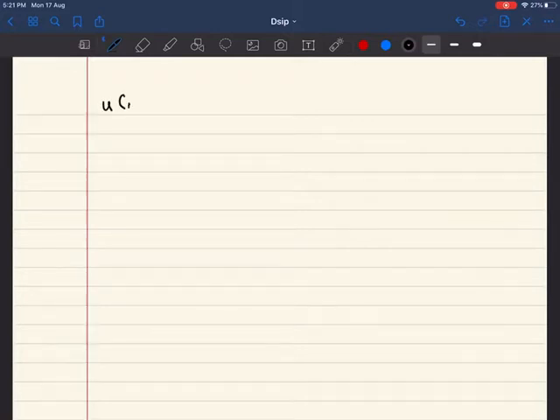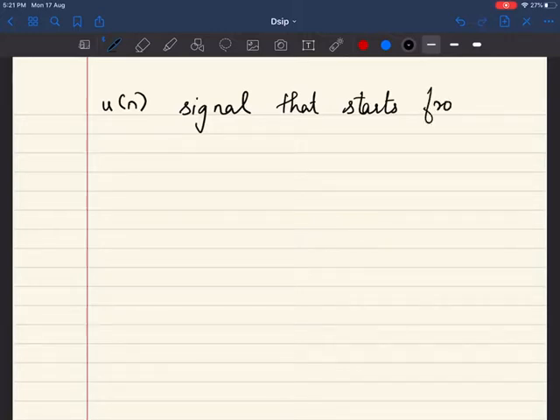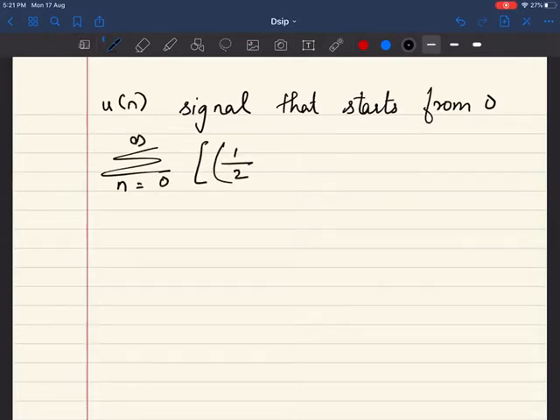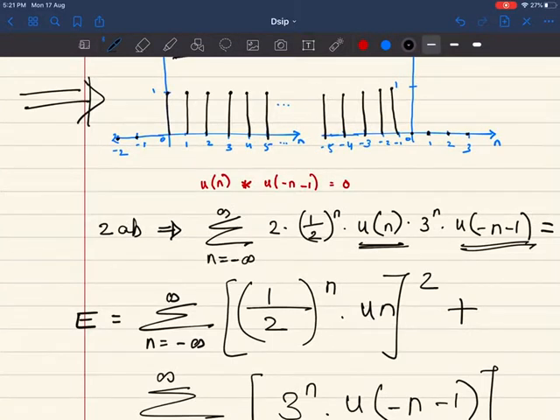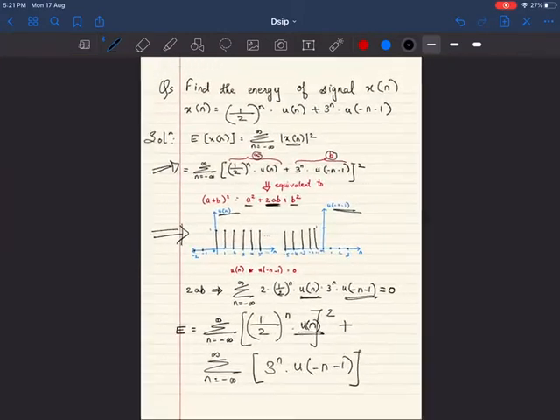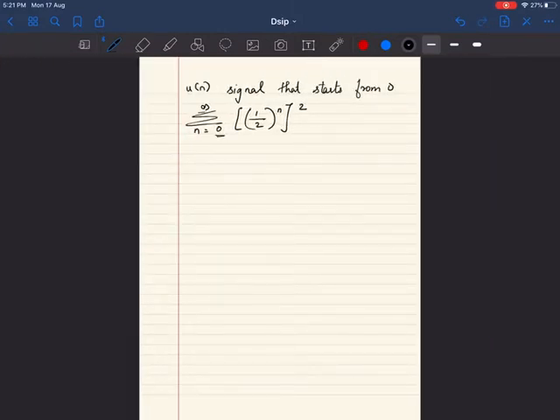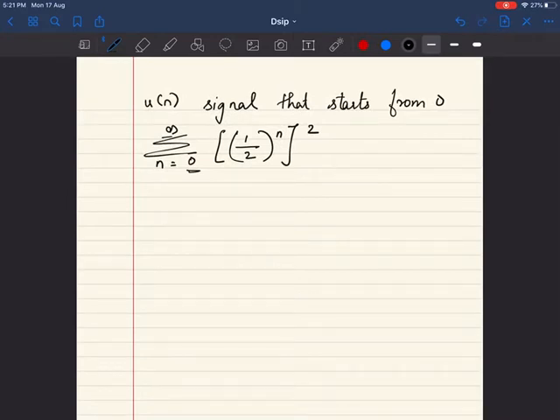We know that u of n, which is the unit step signal, is a signal that starts from 0 to infinity. Okay. So, we are going to write this term as the summation from n equal to 0 to infinity of (1/2)^n the whole square, because my u of n over here in this particular term is going to get replaced by 1, because from 0 to infinity my u of n is nothing but 1. Okay. So, that is what I am going to write.